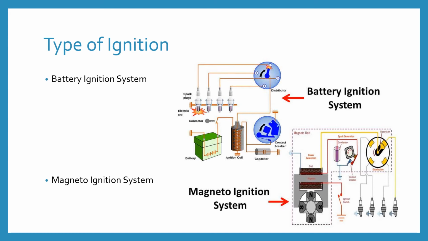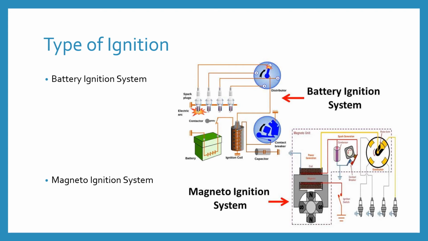There are two types of ignition system which are normally used. Number one is battery ignition, second one is the magneto ignition system. They derive their name based on whether a battery or a magneto is used as the primary source of energy for producing the spark.